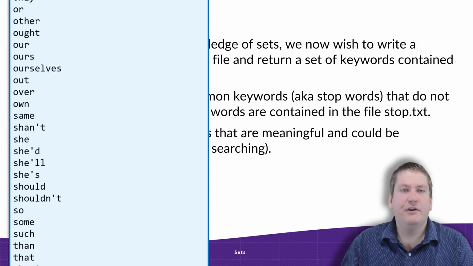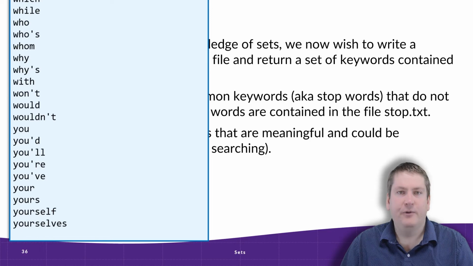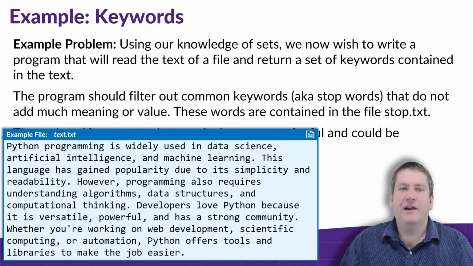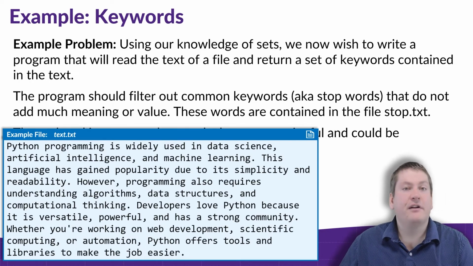So what we want to do is eliminate any word that's in this file called stop.txt. And we want to be able to provide some file like this that just has some text about Python, and we want to go through and identify what all the keywords are. So a keyword is going to be any word in here that's not a stop word, and that is converted to lowercase and without any punctuation in it.